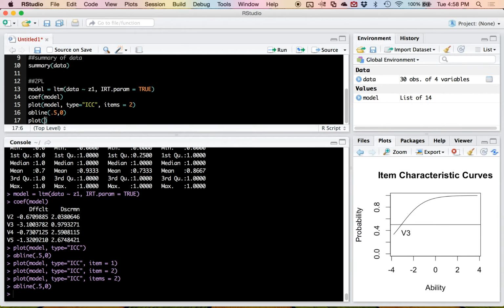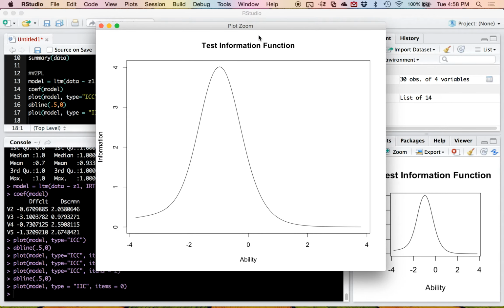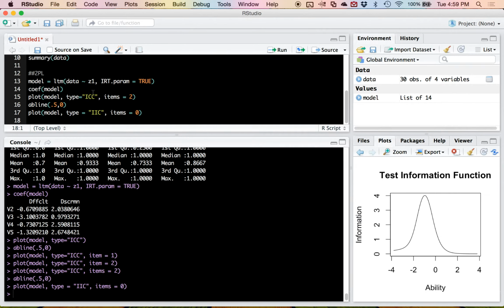Let's also plot something else, another useful piece of information. So what we're going to do is do type equals IIC, because that's not confusing, item information curve. And we're going to do items equals 0. Okay. And that was a very specific function to plot the test information function. Essentially you're testing the item information curve, and that is how much information each question is giving you. So it's sort of a transform of the item characteristic curve.